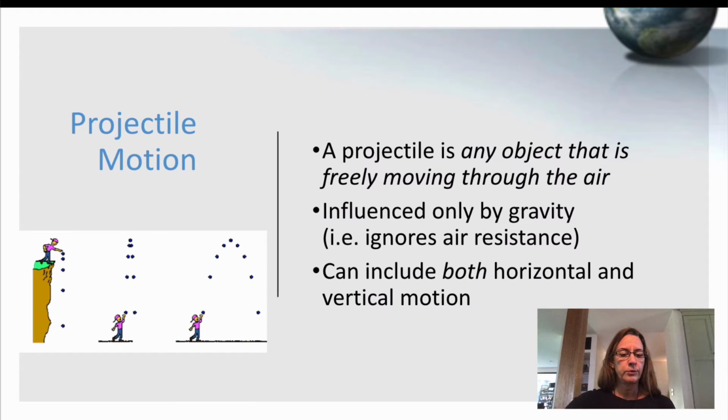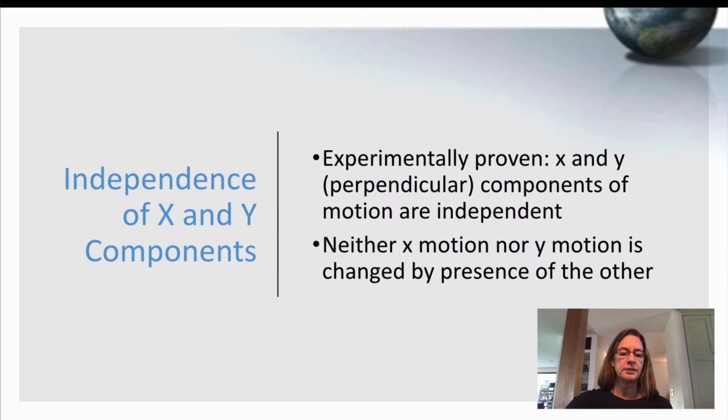Projectiles can have both horizontal and vertical components of motion. So unlike problems in the first unit where we were only talking about one-dimensional motion, where a projectile might have been something that was thrown straight up or thrown straight down or dropped, now we're going to consider objects that also have a horizontal component.